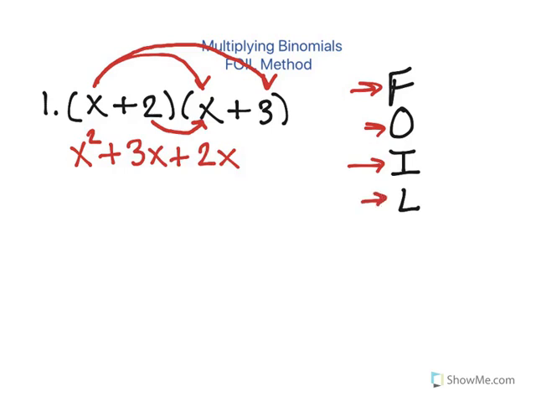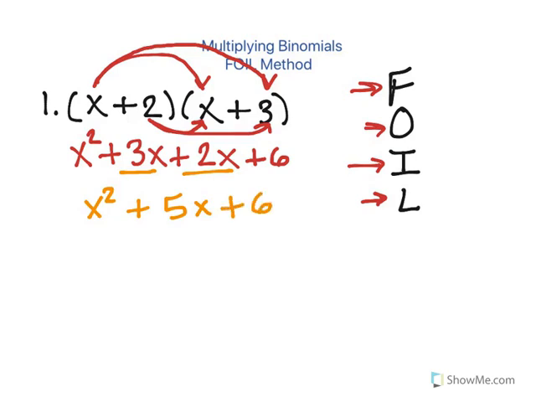And then my last term. That is the last terms in each set of parentheses, so the 2 and the 3. So 2 times 3, which is a positive 6. All right, so I'm done multiplying. I do have one extra step at the end, and that's to combine any like terms that you might see. Here I see a set of like terms, the 3x and the 2x. So my final answer will be x squared plus 5x, because 3x plus 2x is 5x, and then bring down that constant of 6. So that is how you multiply binomials using the FOIL method.